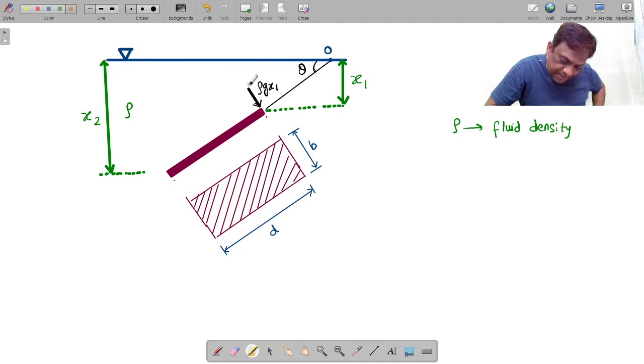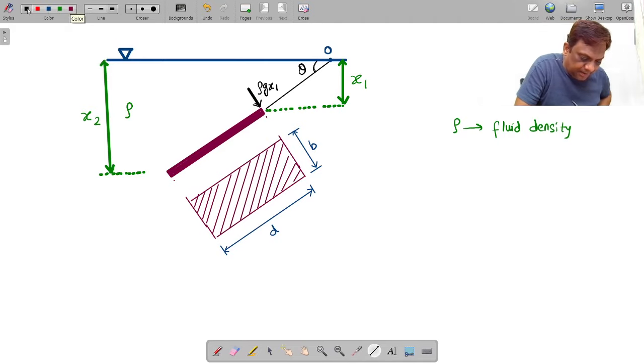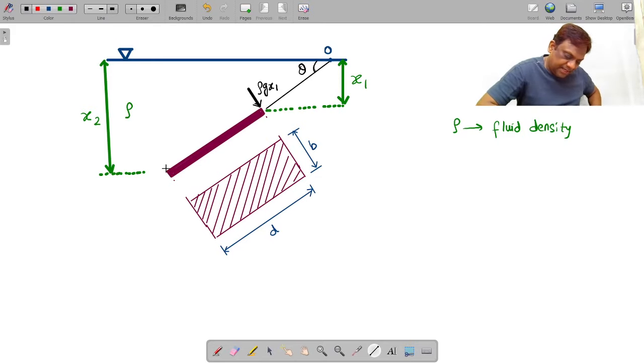What is this? It is the pressure exerted by this fluid on our surface. Pressure is always normal to the surface. Okay. Now let us say, what is the pressure here? The depth is x2, it will be rho g x2. I repeat, what will be the pressure here? Rho g x2.